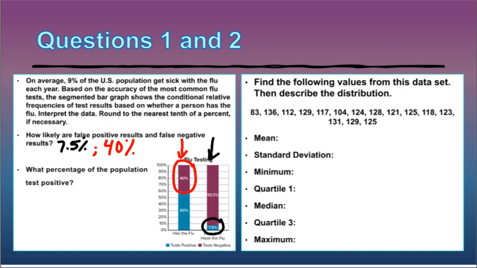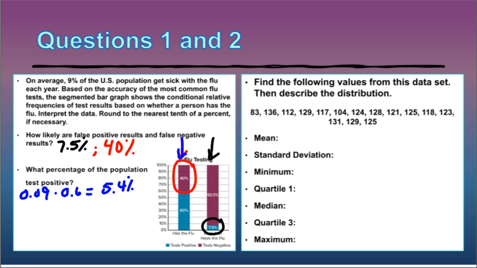The next part of the question is what percentage of the population tests positive? So the key word is the population, so both bars combined. So I know that this first bar, the one on the left, represents 9%. So if I take 0.09 of, so testing positive, 60%, 0.6, that will give me an answer of 5.4%. So 5.4% tested positive and has the flu.